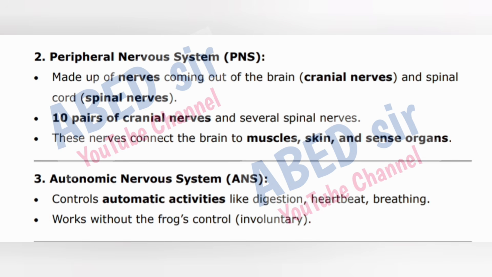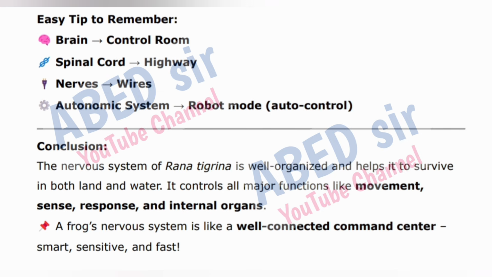3. Autonomic nervous system, ANS. Controls automatic activities like digestion, heartbeat, breathing. Works without the frog's control, involuntary. Easy tip to remember. Brain, control room. Spinal cord, highway. Nerves, wires. Autonomic system, robot mode, auto control.